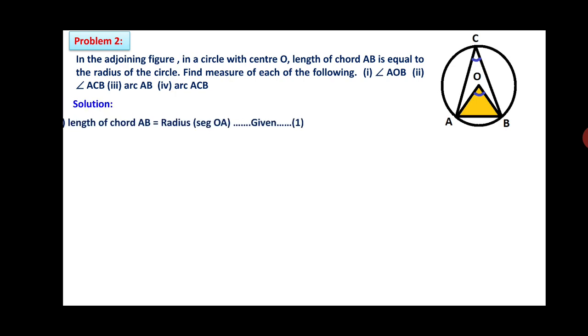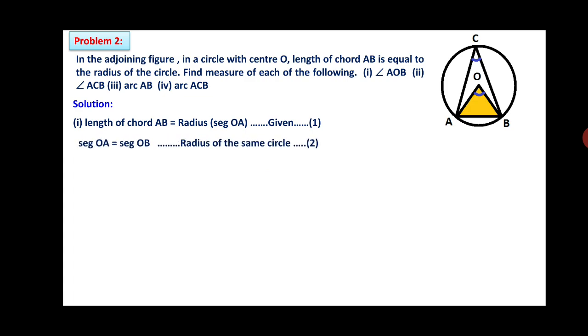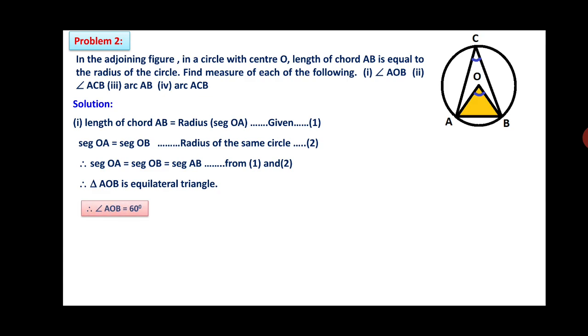So we start. Length of chord AB is equal to radius OA. It is given. Segment OA is equal to OB, radius of the same circle, too. Therefore, segment OA is equal to segment OB is equal to segment AB. Therefore, you can write that triangle AOB is an equilateral triangle. As triangle AOB is equilateral, therefore central angle AOB is equal to 60 degrees.